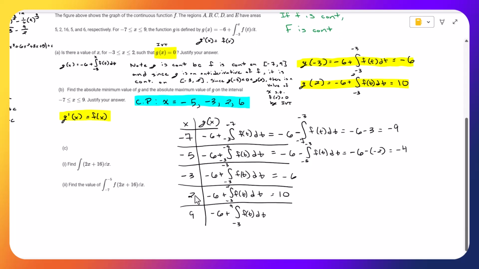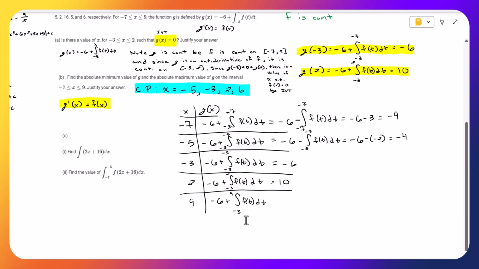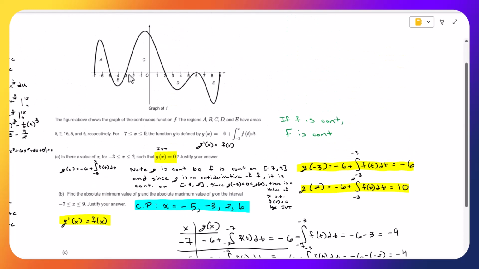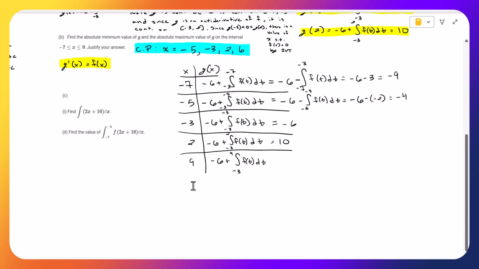Okay, we already did -3, we already did 2, now let's look at 9. We're going from -3 to 9, we don't need to rewrite our integral. Our lower bound is less than our upper bound. So -3 all the way to 9, that's going to be 16 minus 5, 11, minus 6, 5. So this is going to be -6 plus 5.